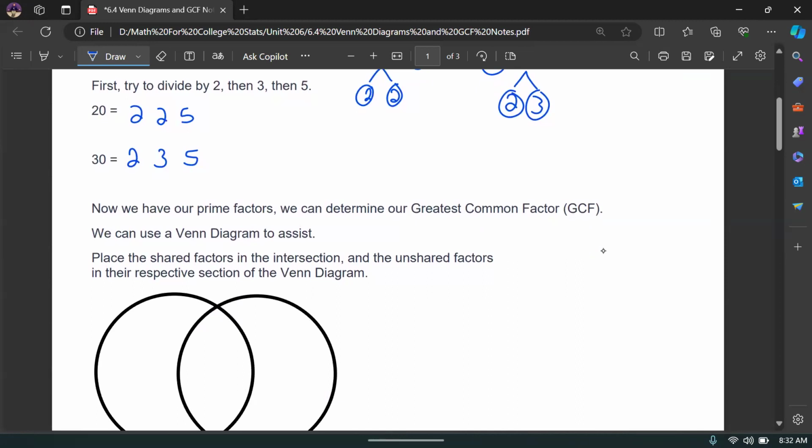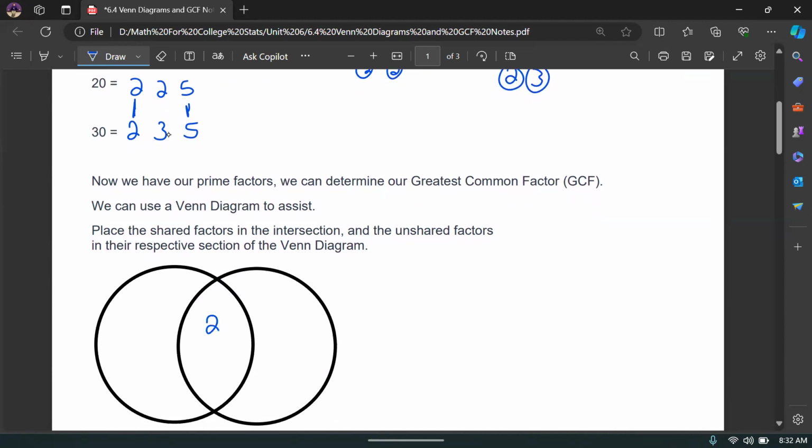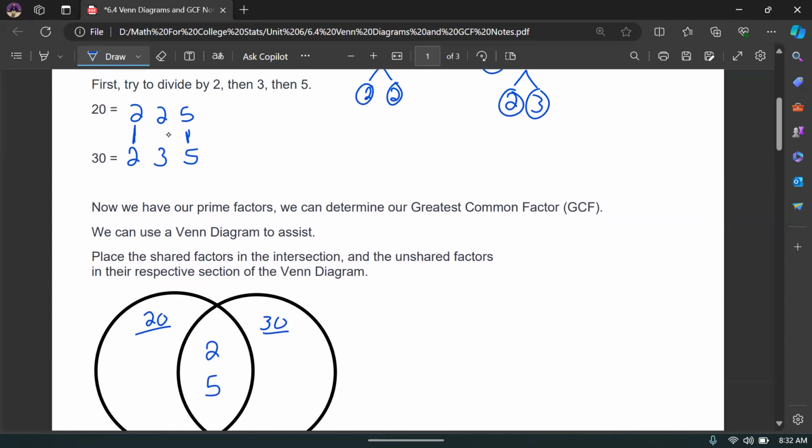All right, so now we're going to make the Venn diagram. So what I want you to do is look at the list of prime factors that we made and find common factors between 20 and 30. So for example, the 2's are common factors and the 5's are common factors. We're going to put the 2 and the 5 that they share together in here. So let's make 20 the left side, 30 the right side. So they both have 2 and 5 as prime factors. So that goes in the middle. And then this 2 is left over for the 20, and this 3 is left over for the 30.